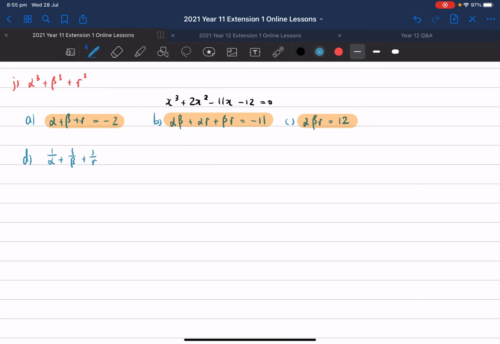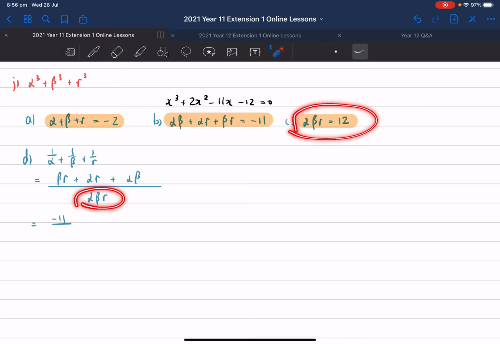All right, so for question D, just going to do it step by step. First step, obviously, you need to combine the three fractions together. So making the same denominator, alpha, beta, gamma. For the numerator, you get beta gamma plus alpha gamma plus alpha beta, which then tells you that for the numerator here, it's just the middle term, which is negative 11. For the denominator, that's just alpha beta gamma, the product, and that's equal to 12. So therefore, 1 over alpha plus 1 over beta plus 1 over gamma, without actually solving for alpha, beta, gamma, the relationship is negative 11 over 12.